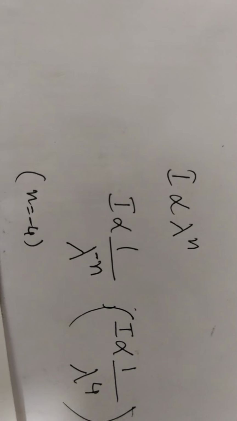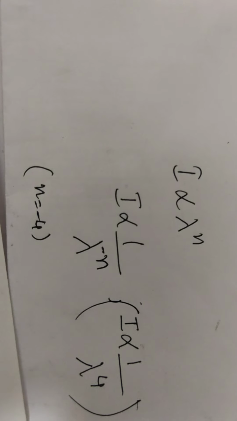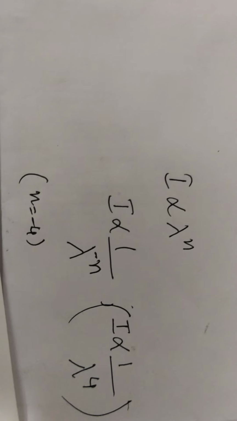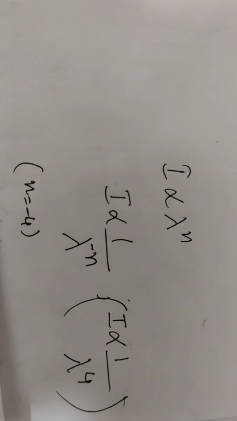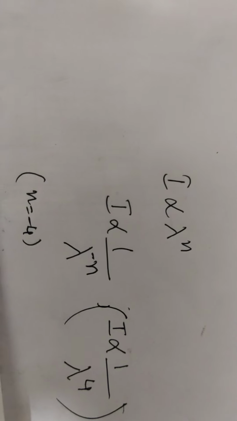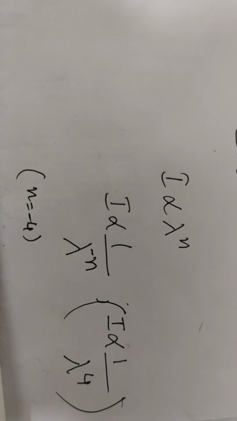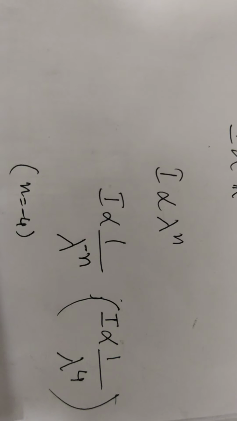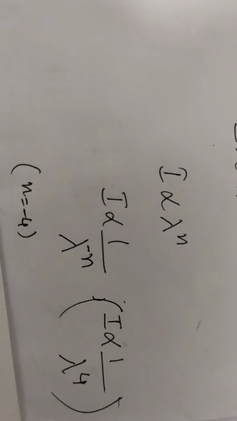As we can see here, it is given that I is proportional to lambda raised to n. So we can write I is proportional to 1 over lambda raised to -n. But the amount of light scattered is inversely proportional to the 4th power of its wavelength. It means lambda raised to -n should be lambda raised to 4. So if -n has to be 4, then n should be -4.